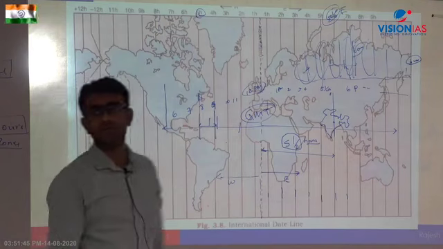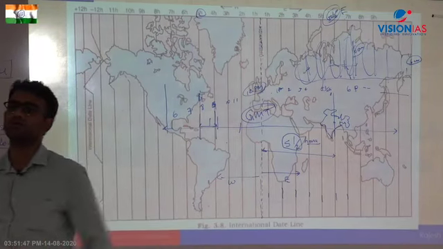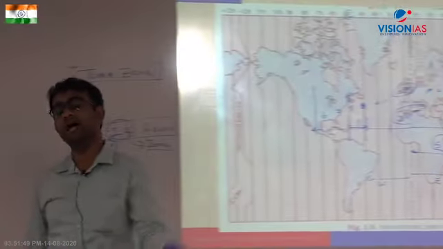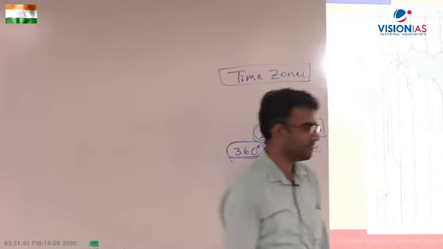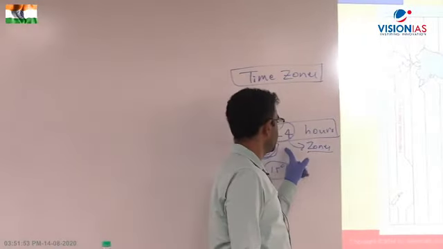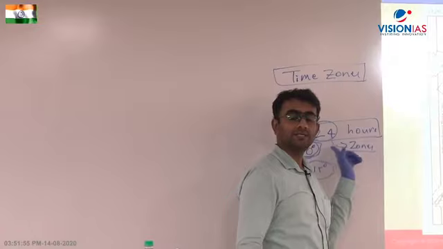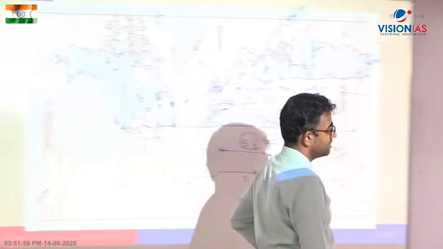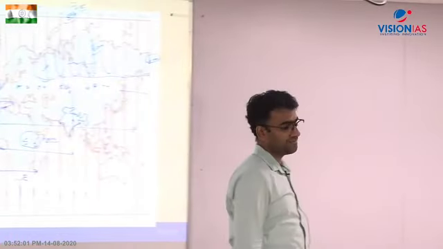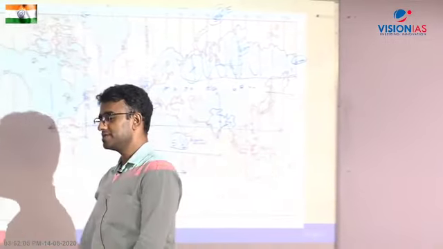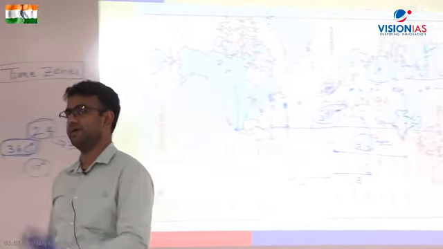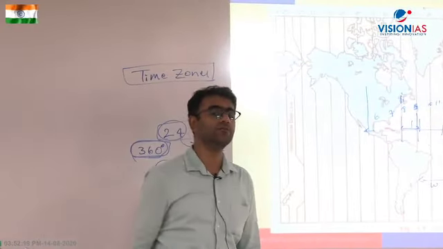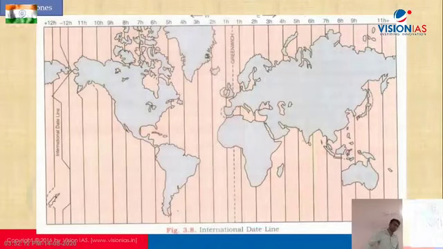So we have a query that in the previous class I had told 1 degree has 60 minutes, and that minute is different. So this minute is not the unit of time. Each degree is divided into minutes and each minute is divided into seconds. That is the division of a degree. That is not the measurement of time. That is the measurement of latitude and longitude.